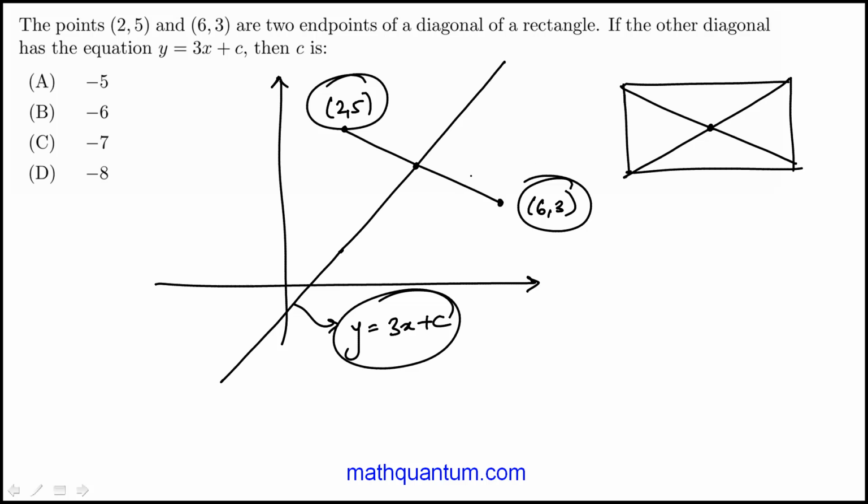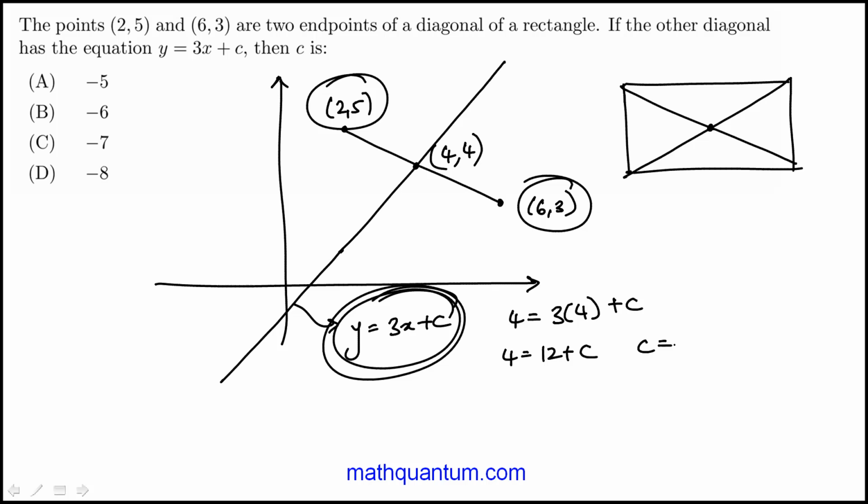So I find the midpoint here, find the average of the x coordinates, which is 4, and then the average of the y coordinates, which is also 4. And (4, 4) has to fall here, which means it has to satisfy this equation. I can just simply plug that in, and I would get C is minus 8, choice D. So it's really easy if you already know what to do.